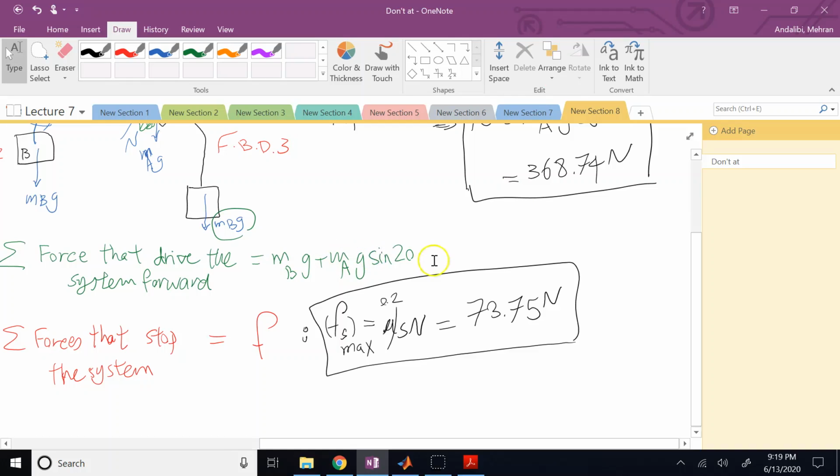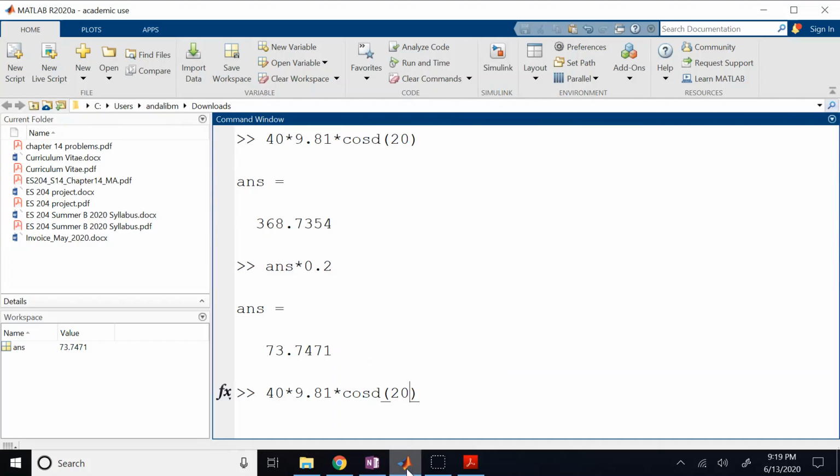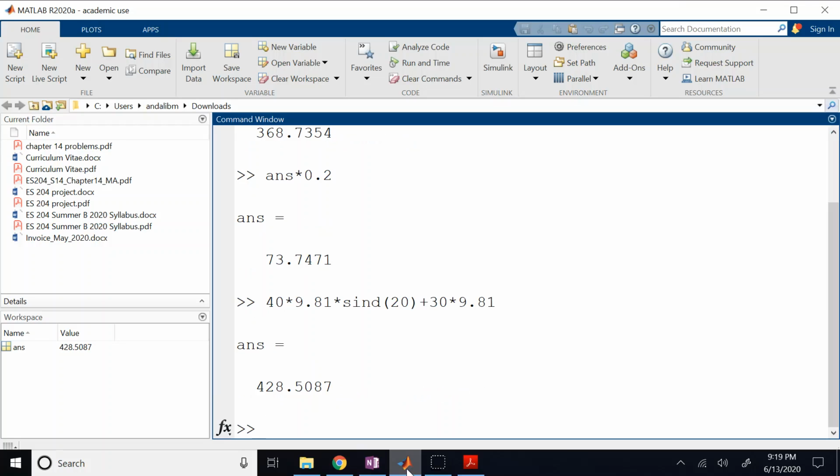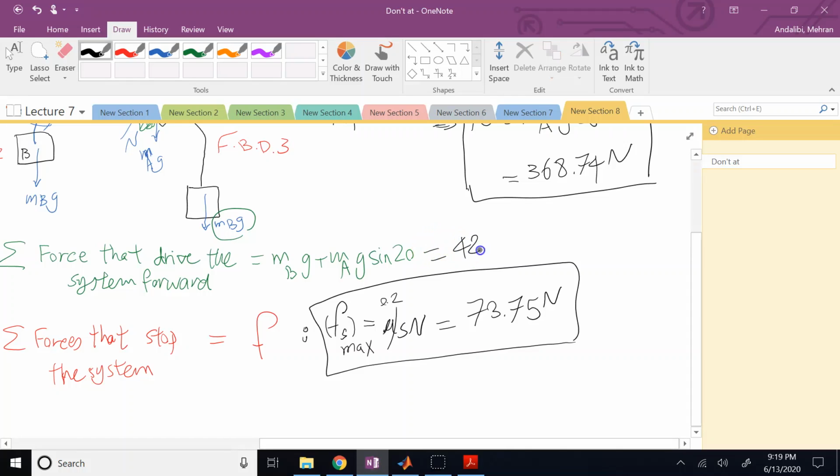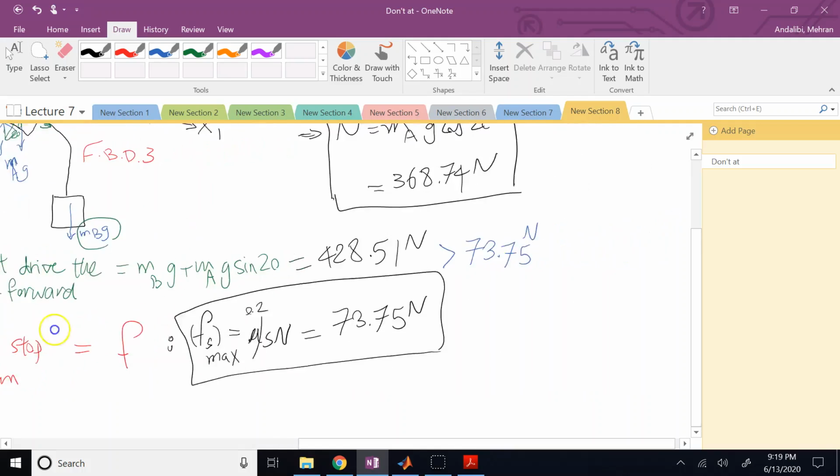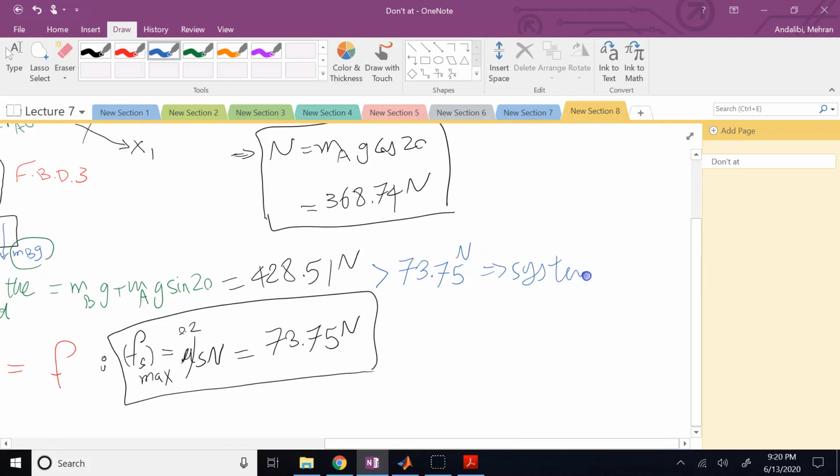But what is the force that wants to move the system? I have to say MBG plus MAG sine 20. So I have to get this MAG sine 20 plus what? MB, which is 30 times g. Clearly, you see that's a huge force, 428.51. So this is way bigger than this 73.75. Therefore, the system will start to decline.